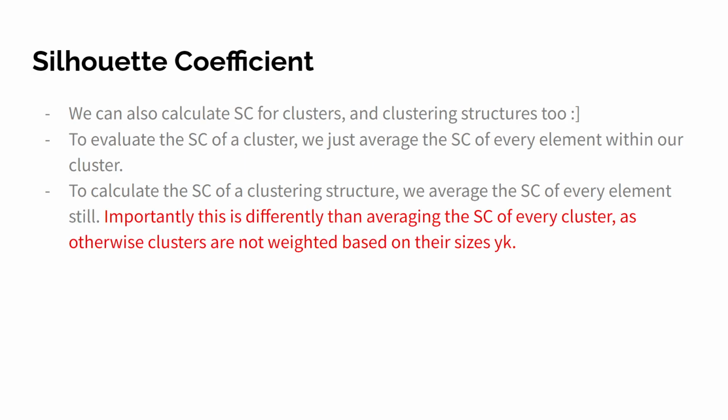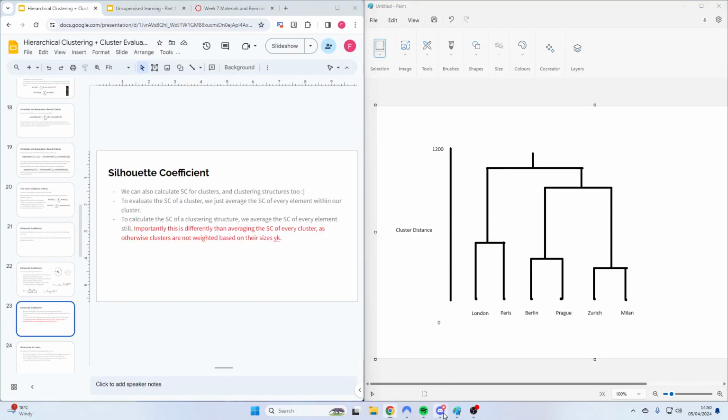We can also calculate the silhouette coefficient for a whole cluster, and also for clustering structures. To evaluate it for a cluster, we calculate the SC of every element in the cluster and take the average of it. It's quite general: is everything in here in the correct cluster or not? Is every element supposed to be here? Although you don't get as much information out of it, because if, let's say, one element should be in another cluster and one element is in the right cluster, this is going to average out as being on the border, which I guess makes sense, but you're not getting as much information out of it.